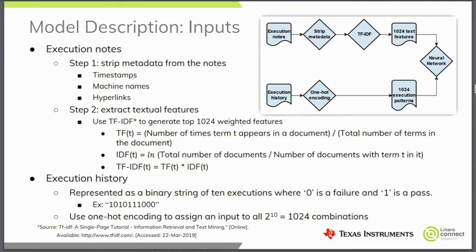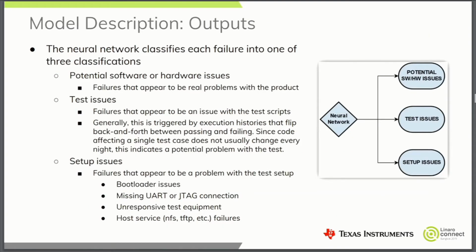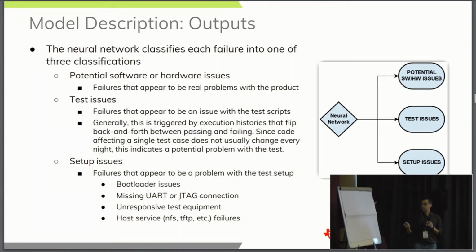So that way we have a symmetric system where half of the inputs are associated with the tokens of the logs, and half of the input into the model is coming from the execution history. We're just trying to balance it out. And then the outputs of the model are, as I mentioned before, we're using this to classify what we call hard failures, or failures that are not known, they are not associated with existing problems.